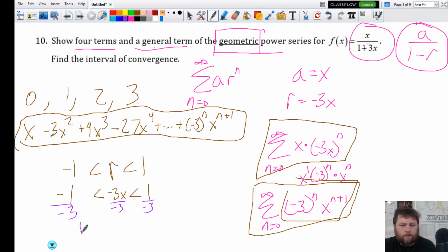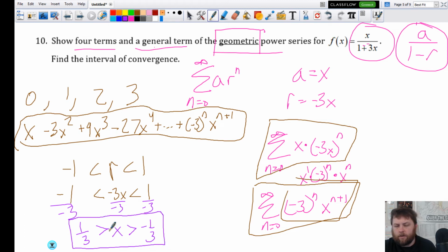And I'm going to get positive 1/3 is less than x. Oh, ho. Is it less than? No, it's not less than. When you multiply or divide by negatives with these inequalities, you flip the signs. I almost fell for it. So x is between positive 1/3 and negative 1/3. Yep, that's what you want to do. All right, moving on.